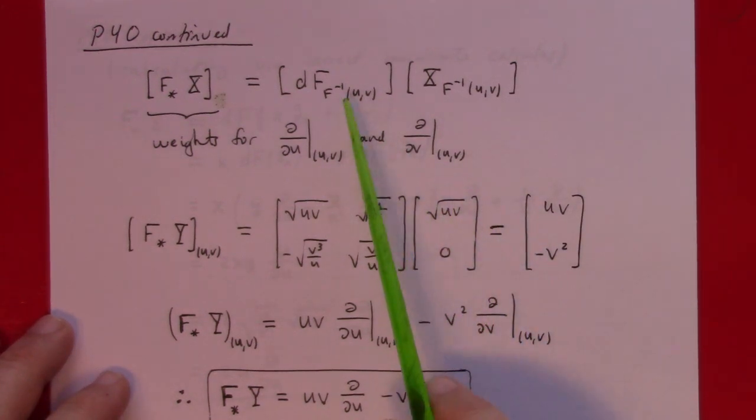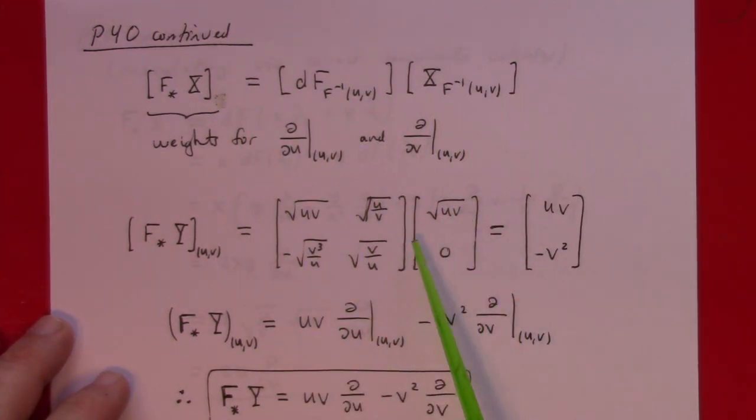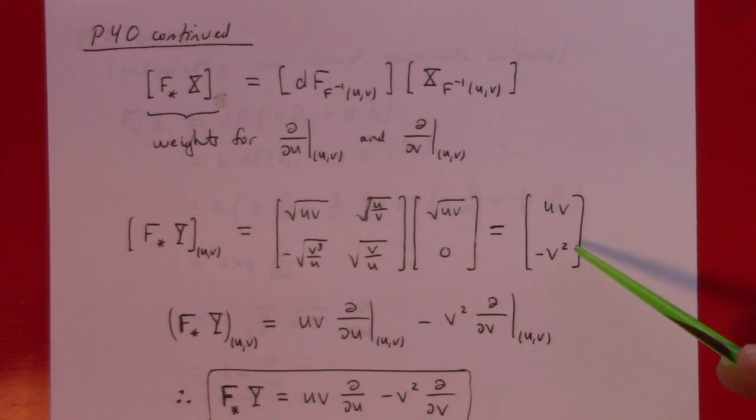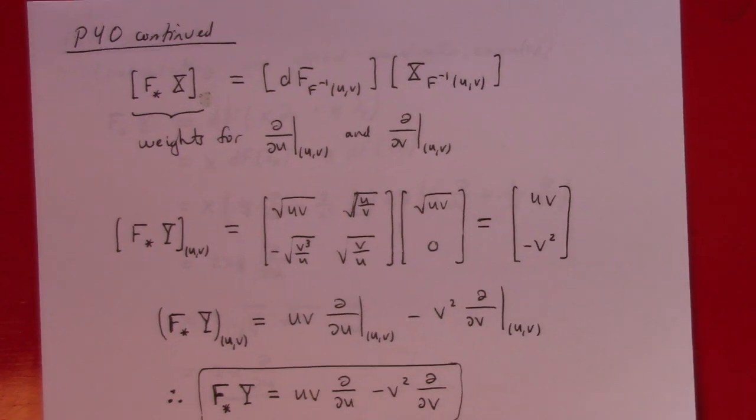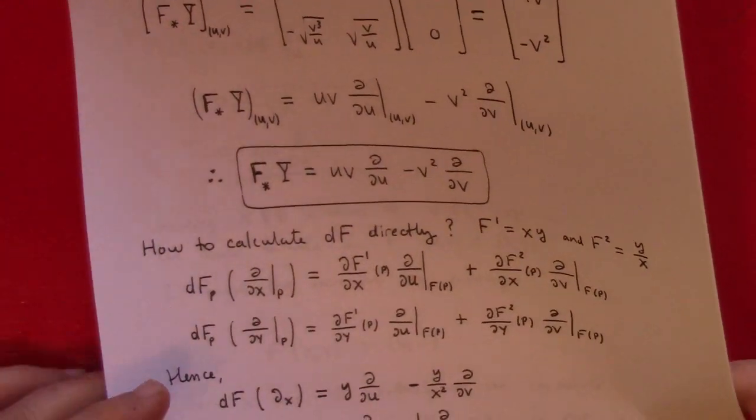So anyway, that and that. So this is what I was doing the last page. Basically, I'm taking the Jacobian matrix times the coordinate vector for the y, and I'm multiplying those. That gives me the things I want to put next to the output, uv and minus v squared over here. So all right, anyway, that's how the book calculated it, and I can calculate that just the same.